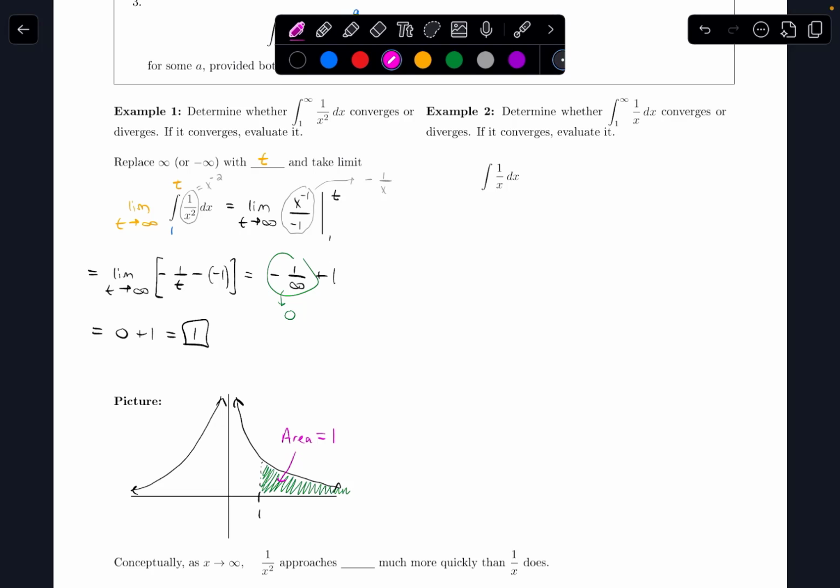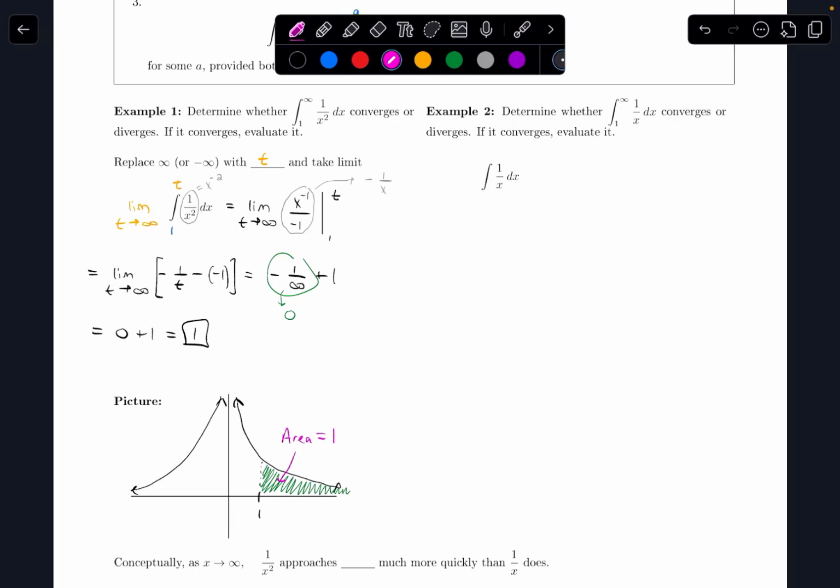So on a conceptual level, why is that happening? Well, it turns out this graph gets close to the x-axis so quickly that as I go further and further out, this area that I end up adding is so small that it doesn't make this area get very big at all. It stays quite small.